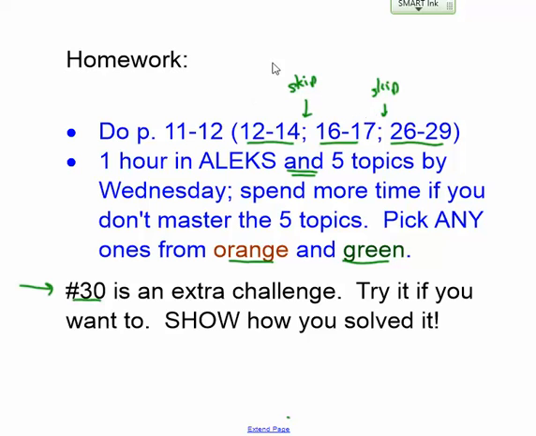Remember to fold your paper in half and work down your paper. And you have 1 hour in ALEKS. You got 20 minutes in class today, so just 40 more minutes. And make sure you also master 5 topics. So make sure you have both of those done and do the orange and green first.